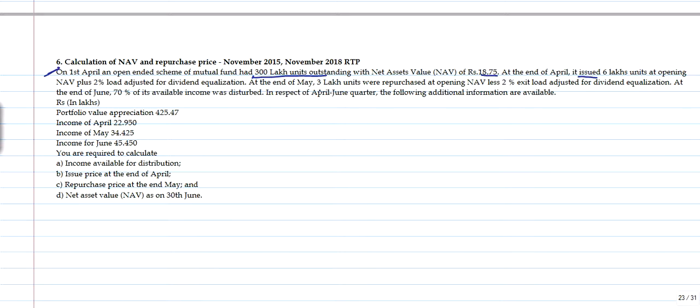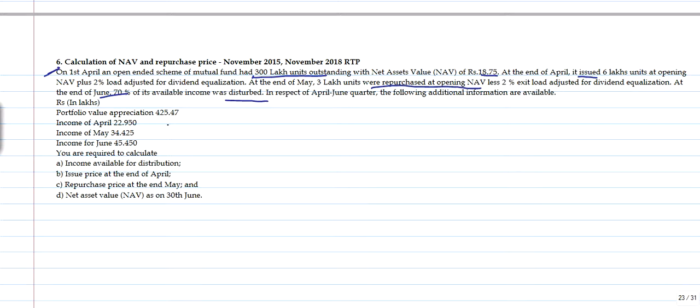This is April. Next, at the end of May, 3 lakh units were repurchased. That means repurchased, not issued. At opening NAV less 2% exit load, adjusted for dividend equalization. At the end of June, the third month, 70% of its available income was distributed. In respect of the April-June quarter, the following additional information is available, in rupees in lakhs.